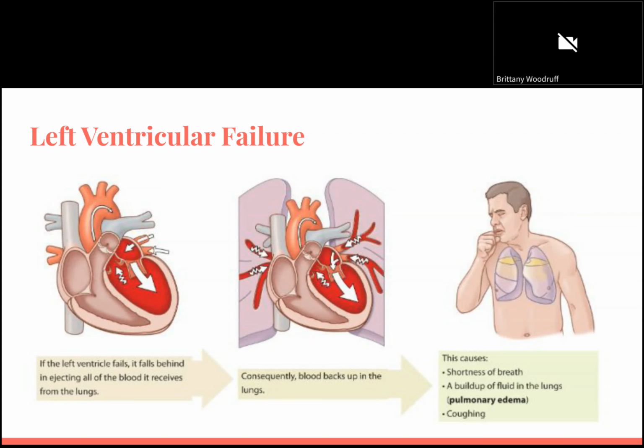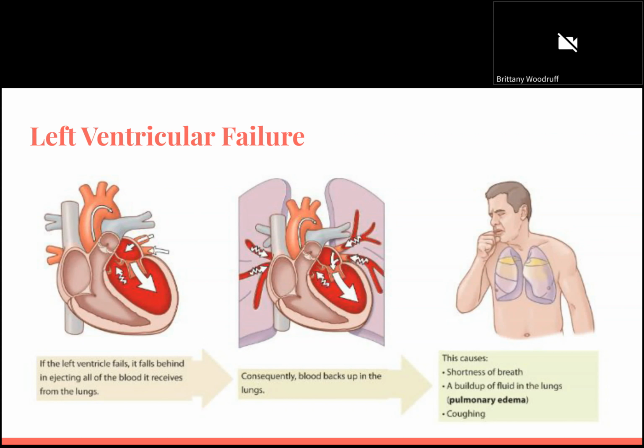Now, which vessels drain into the left side of your heart? Where's that blood coming from? Pulmonary vein, right? Where's the pulmonary vein coming from? The lungs, okay? So that traffic jam is leading to fluid backing up into your lungs. So all of the symptoms associated with it are going to be lung things.